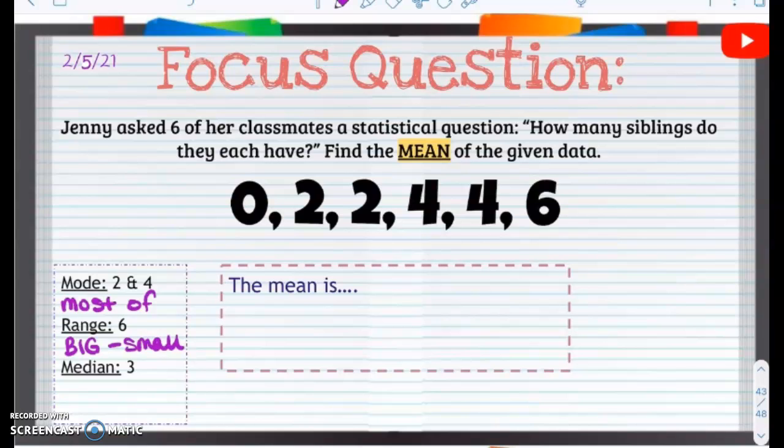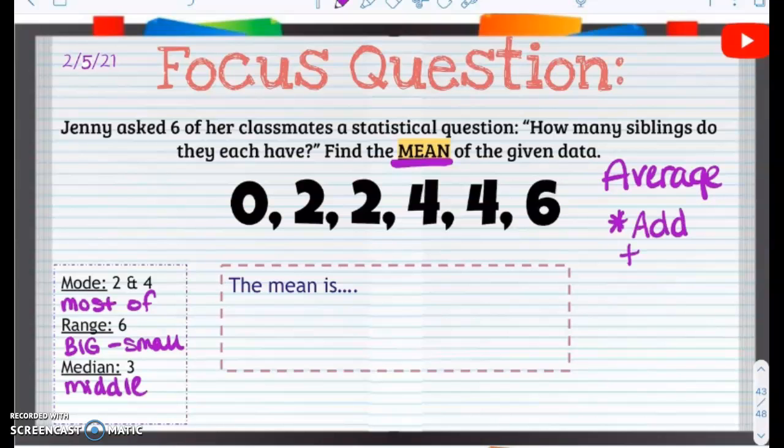Yesterday, we found the median. So the median was the middle. And today, we're going to find the mean. So the mean is going to be the average. So we're going to add, then divide. We're going to add all the numbers up and then divide by the total number of numbers.